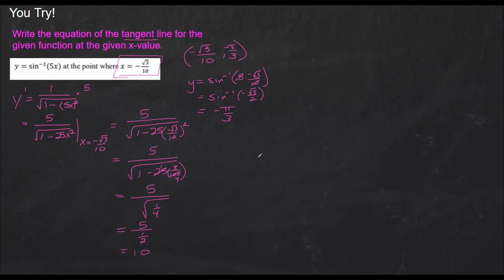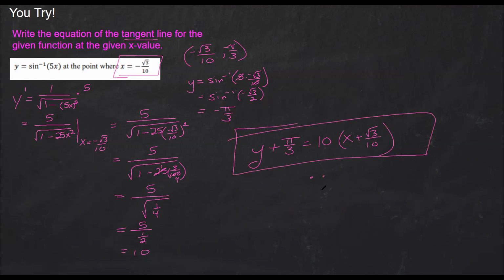So the equation of my tangent line would be y, I'm over here, so plus pi over 3 equals 10 multiplied by x subtract a negative root 3 over 10. That's all, folks.